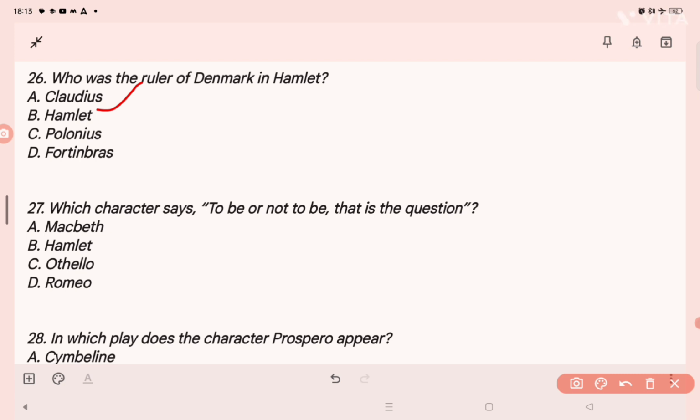Which character says, to be or not to be, that is the question? Option B, Hamlet. Act 3, Scene 1.